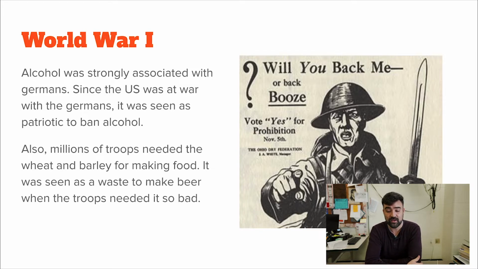It says, will you back me or back booze? I vote yes for prohibition. And you can see it's a U.S. troop. He's got USA on the satchel in front of him, and he's pointing, almost like the Uncle Sam picture, I want you, right? He's pointing and asking for the Americans' call to action to help him fight against the bad guys.